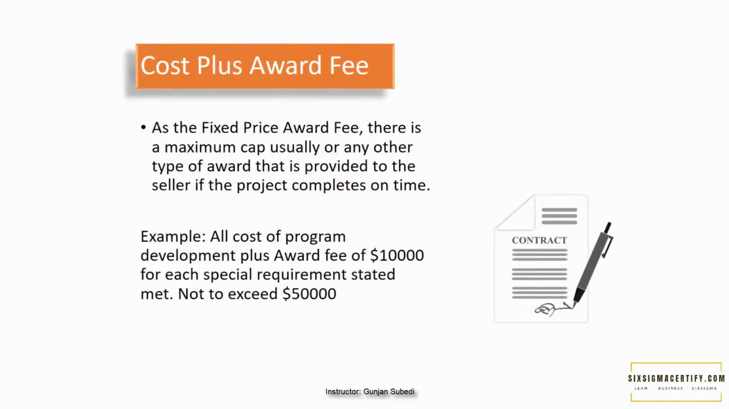We have the cost plus award fee contract also. As with the fixed price award fee, there is usually a maximum cap, or any other type of award that is provided to the seller if the project completes on time in this type of contract. For example, all cost of the program development plus an award fee of $10,000 for each special requirement stated that is met, not to exceed $50,000.